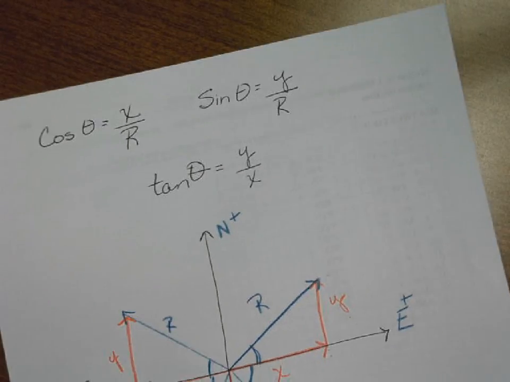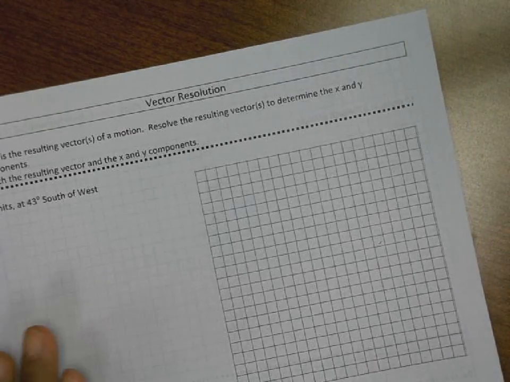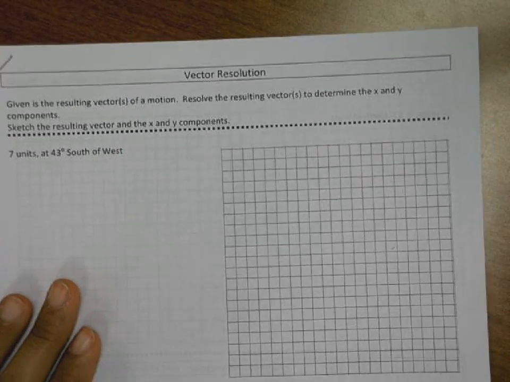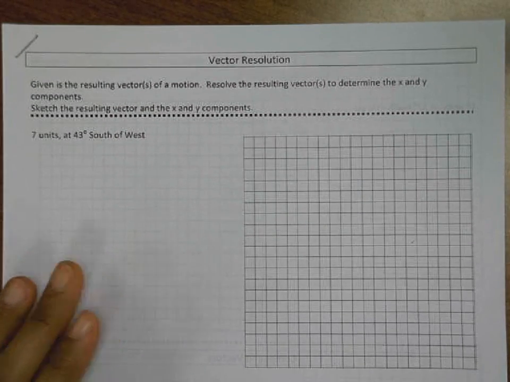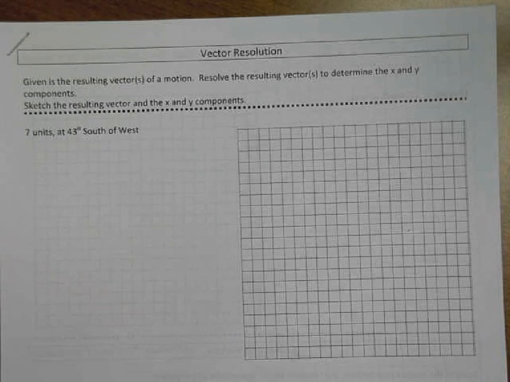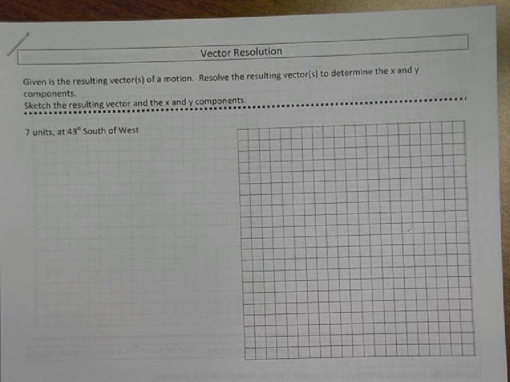All right, let's go to what we did today. This is the sheet, this is what it looks like, and I will put a link to this document on the calendar, so those of you who weren't here, you can print it off and follow along. All right, so the first one was pretty easy. It says 7 units at 43 degrees south of west.